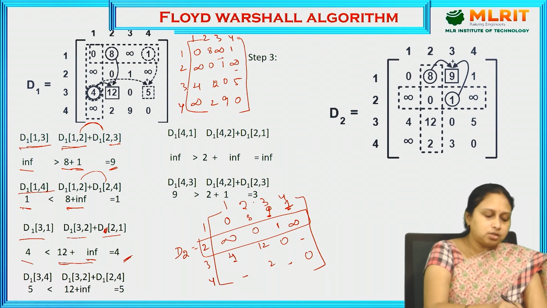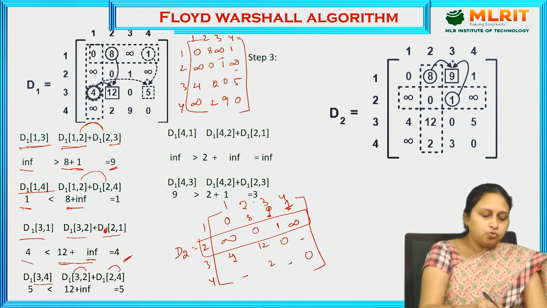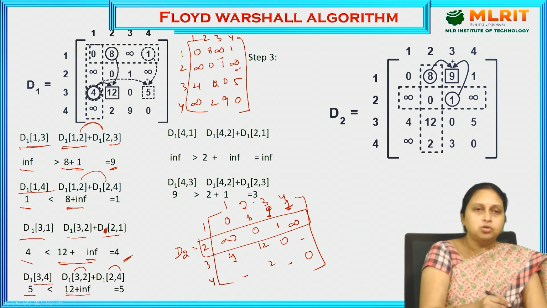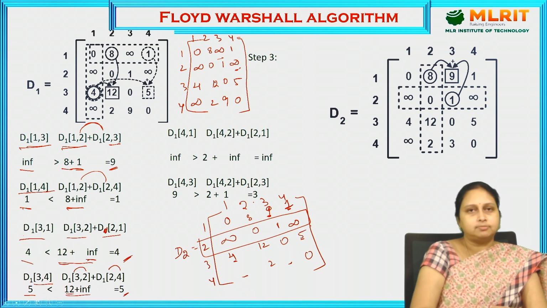Right. Next, D1 of 3, 4. How can we write 3, 4? 3, 2 and 2, 4. Okay. 3, 4 value, how much? 3, 4 value is 5, less than 3, 2 value, which is 12 only. 2, 4 value is infinity, so it will be the larger value. So we are going to take the minimum value as 5. So I am going to get 5 here.